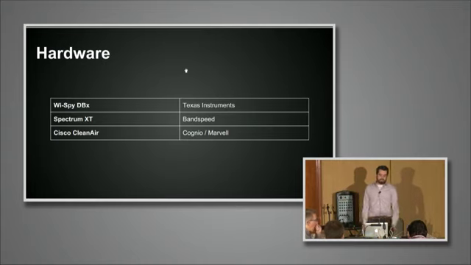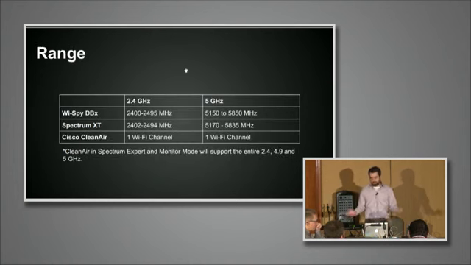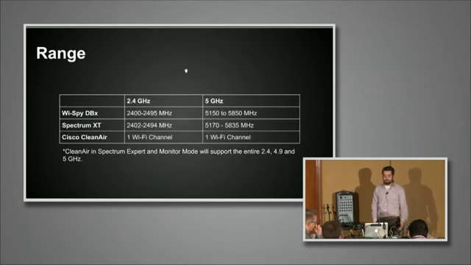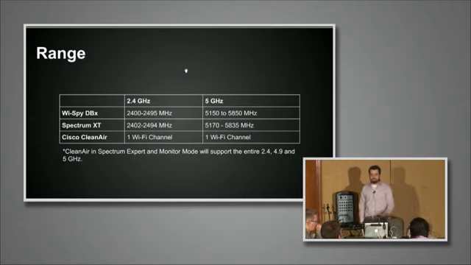So the chipsets, Texas Instruments, Bandspeed, Cognio, Marvell, it's not that big of a deal, but the ranges, and these are all the default ranges. The MetaGeek guys will say they've got a different channelizer that you can load on and go to some other ranges like the public safety band, which is 4.9.